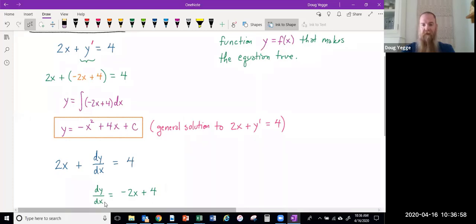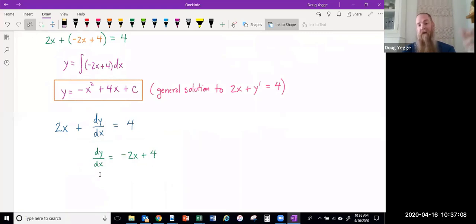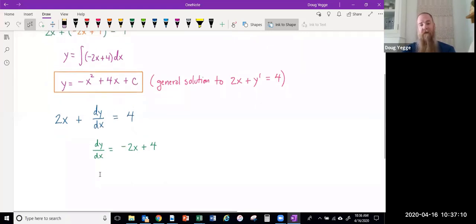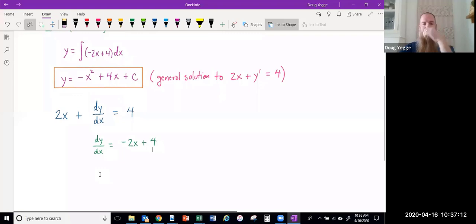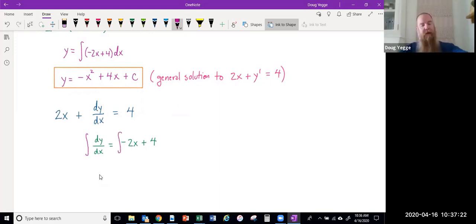And once I got that derivative term all by itself, I'm now ready to start thinking a little bit more about the fact that if it says that the derivative of y is equal to negative 2x plus 4, then I should be able to solve this differential equation. By doing what? Integral. Do that. Yeah, everybody okay with that?